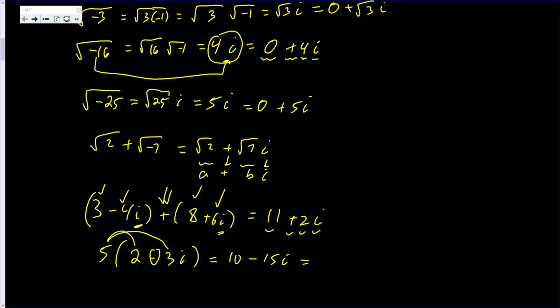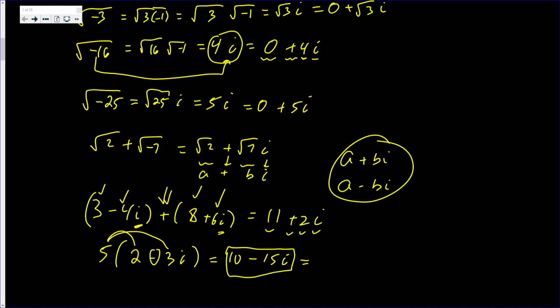Now, usually when they say write in a plus bi form, they also allow a minus bi form. So, unless otherwise stated, this answer is in a plus bi form. But I did state that I want it rigorously written in a plus bi form. That is, I want the plus between the a and the b. So this is 10 plus.